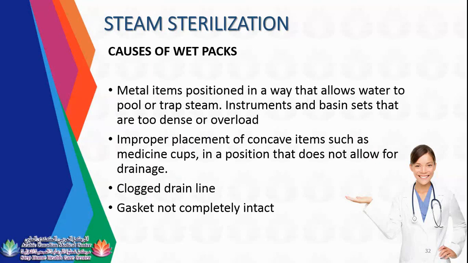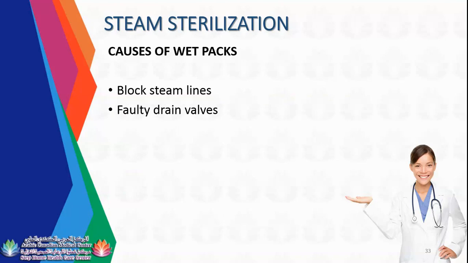Metal items positioned in a way that allows water to pool or trap steam, instruments and basin sets that are too dense or overloaded. Improper placement of concave items such as medicine cups, for example, the hollow of the medicine cup should be placed on the paper side. Plugged drain line, gasket that completes your pack, black steam lines, faulty drain welds. Actually, you can detect this with some quality checks that we will discuss more next week.